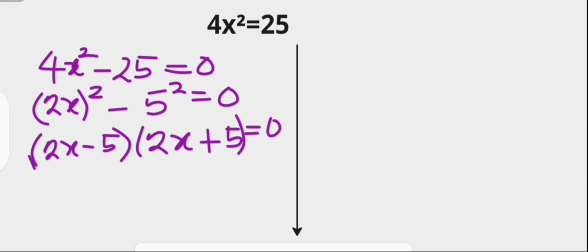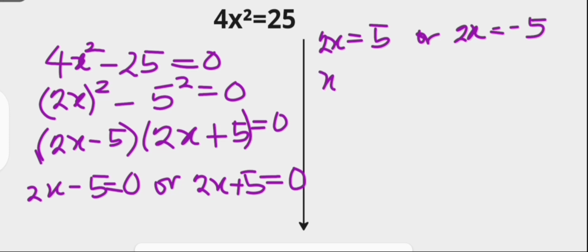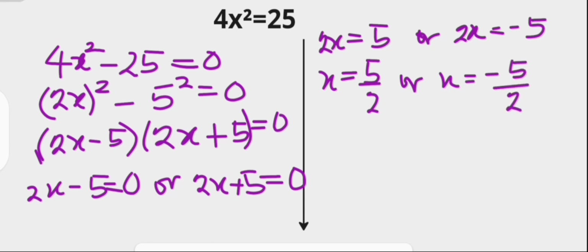And by the zero product property, 2x minus 5 is 0, or 2x plus 5 is 0. So when 2x minus 5 is 0, it simply means that 2x will be 5. And when 2x plus 5 is 0, 2x is going to be negative 5. Then dividing both sides by 2 in each case, x is either 5 over 2 or minus 5 over 2. As is the case with difference of two squares, the roots or the solutions will be plus or minus 5 over 2.